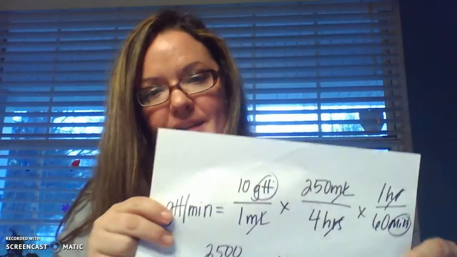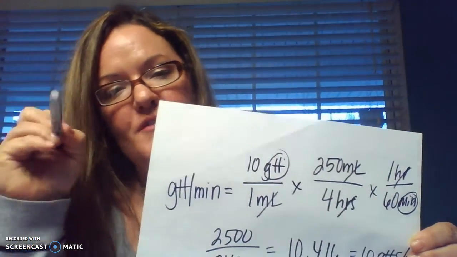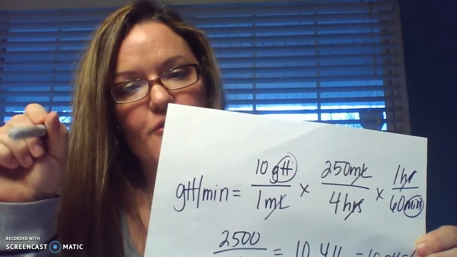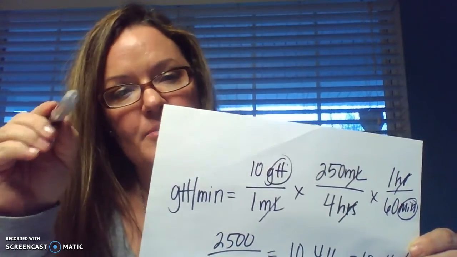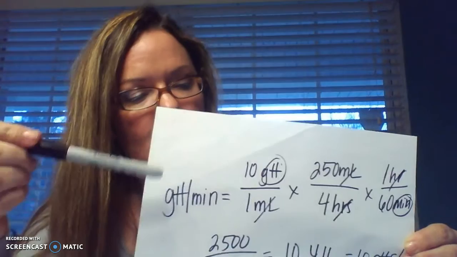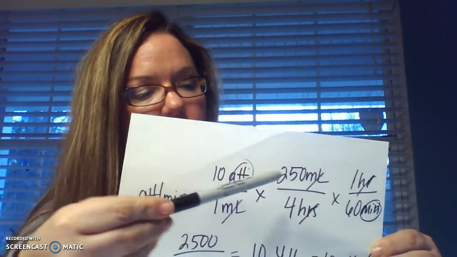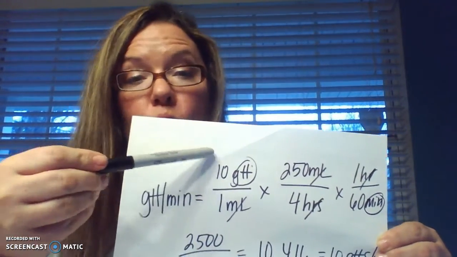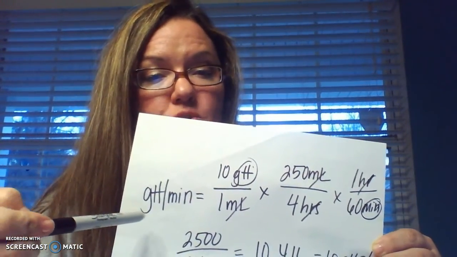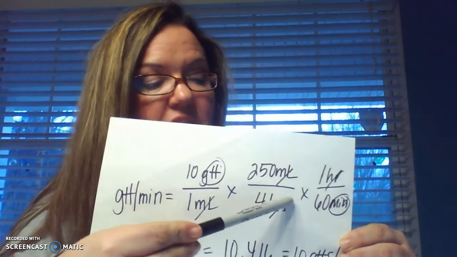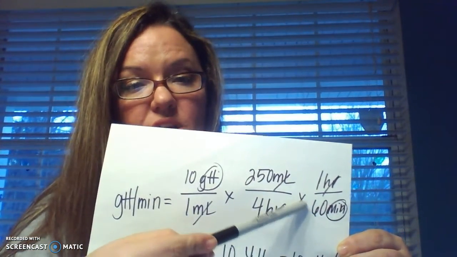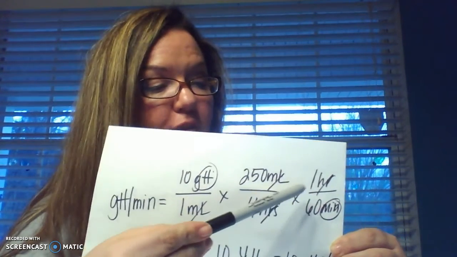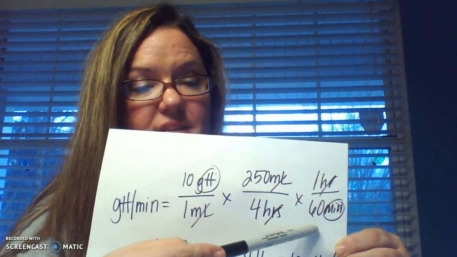Now, back to this. So I'm giving 250 milliliters of normal saline over 4 hours. I've got 10 drop per ml tubing. All right. So I've already set up what I have, what's ordered. Now, I can't stop there because I need to find out drops per minute. So I've got to add my conversion factor. So I know that for every 1 hour, there's 60 minutes.